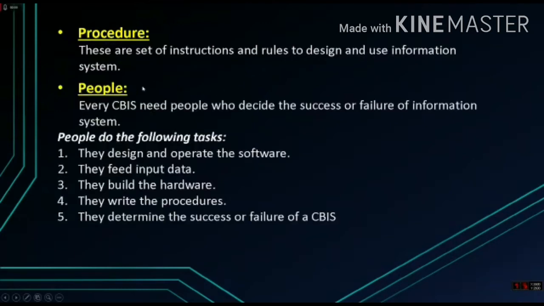And the last and fifth component is people. Every computer based information system needs people who decide the success or failure of the information system. What do the people do? Number 1, people design and operate the software. Number 2, they feed input data. They build the hardware. They write the procedures and they determine the success or failure of CBIS.